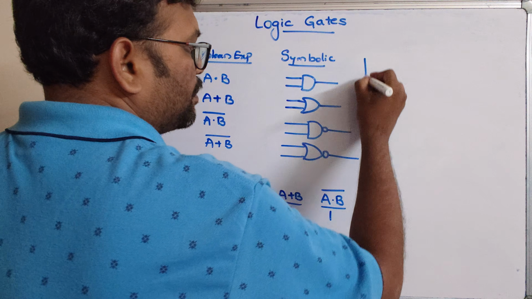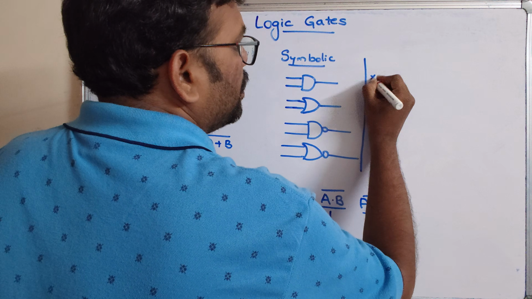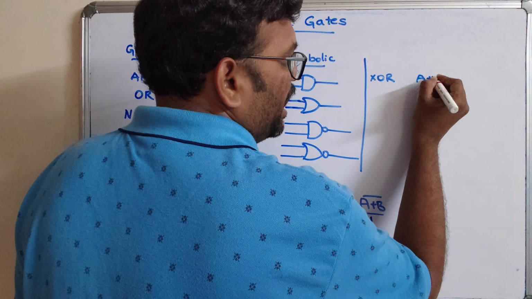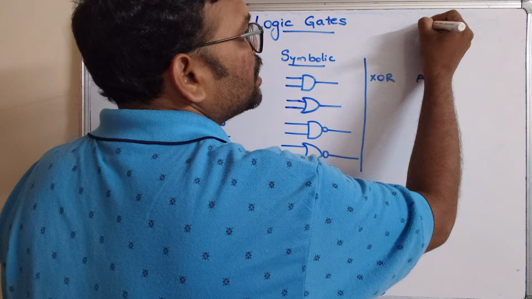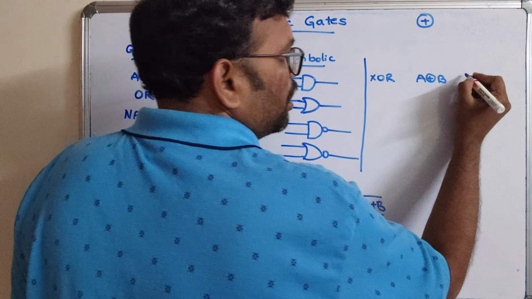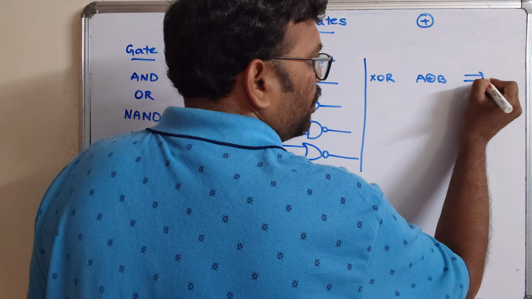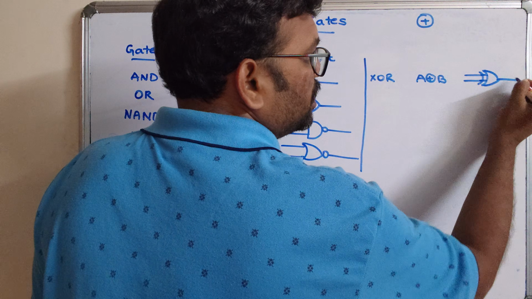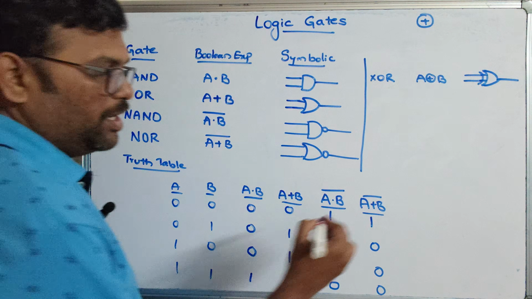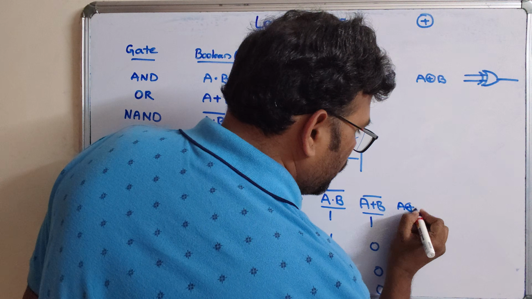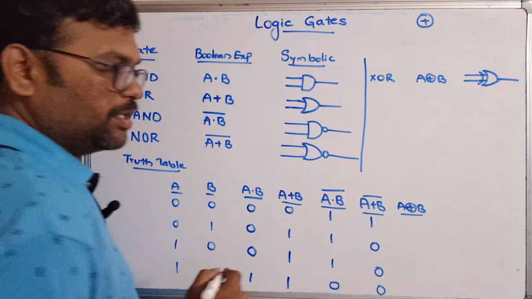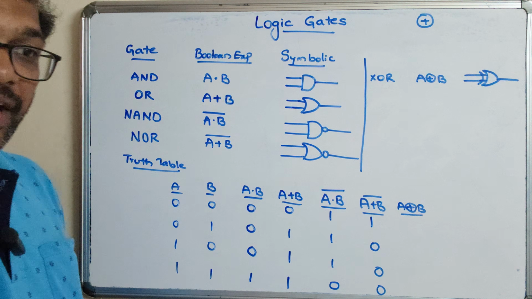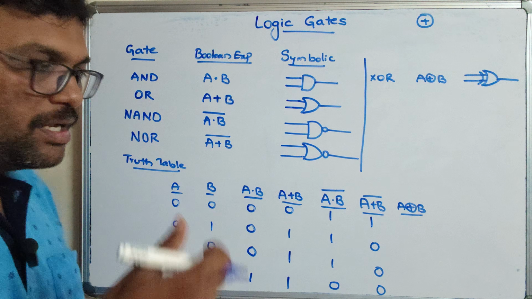Next, XOR. So XOR is represented as A, this symbol, and B. So this is the symbol for XOR, right? It is represented with one more line, so two lines. So this is the symbol for XOR operation. Okay, so it is represented as A XOR B. So here, if both the inputs are either true or false, then it will be false. If any one of the inputs is true and the other one is false, it will be true.